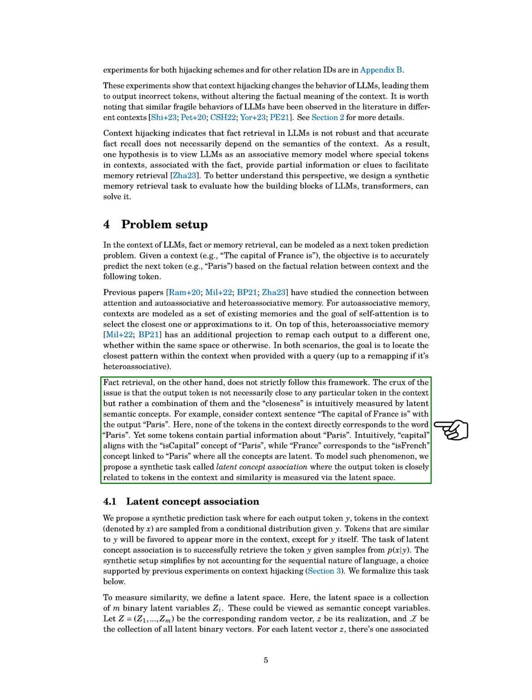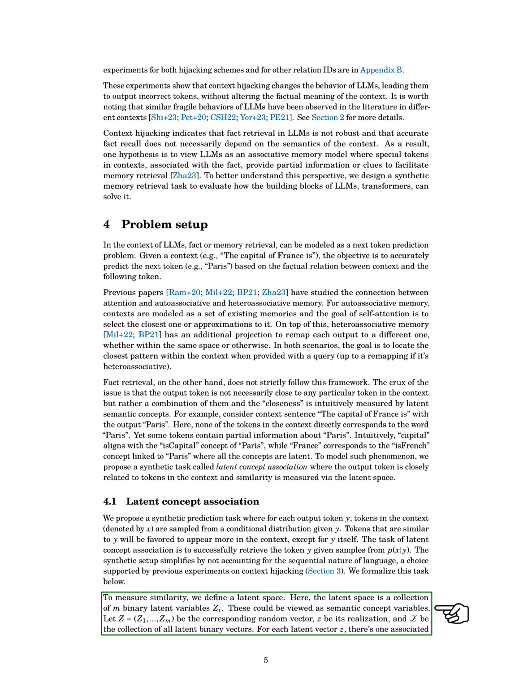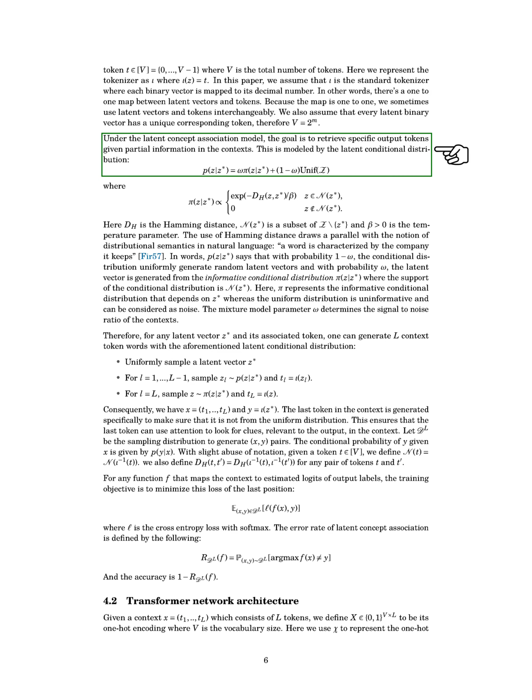To address this, we introduce a synthetic task called latent concept association, where the output token is closely related to tokens in the context based on similarity measured in a latent space. In this task, tokens similar to the output token are more likely to appear in the context. We define a latent space consisting of binary latent variables representing semantic concepts, each associated with a specific token. The goal of the latent concept association model is to retrieve specific output tokens given partial context information.